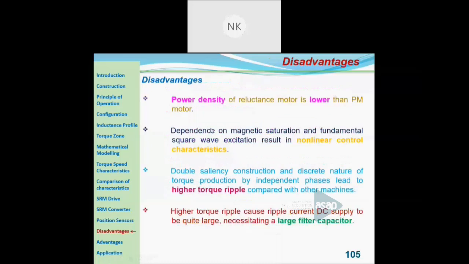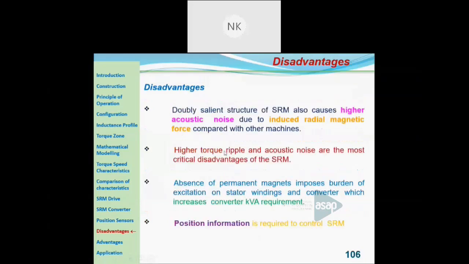The power density is lower, and it has non-linear control characteristics. Higher torque ripple will be there, and in order to eliminate that, you have to use a large filter capacitor. The doubly salient structure of the SRM causes higher acoustic noise also, and the higher torque ripple and the acoustic noise are the most critical disadvantages of SRM when compared with other machines. And since there are no permanent magnets, the burden of excitation is on the stator windings. That means it increases the converter kVA requirement, and position information is required to control the SRM.